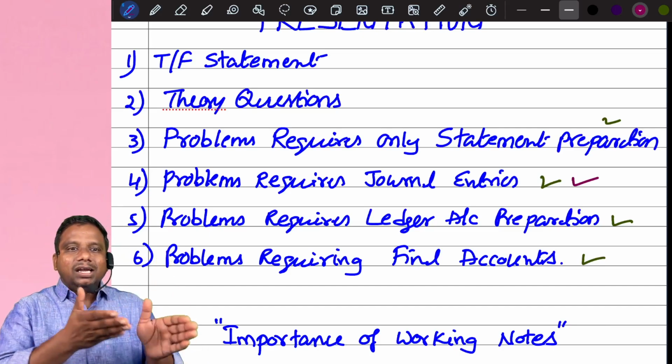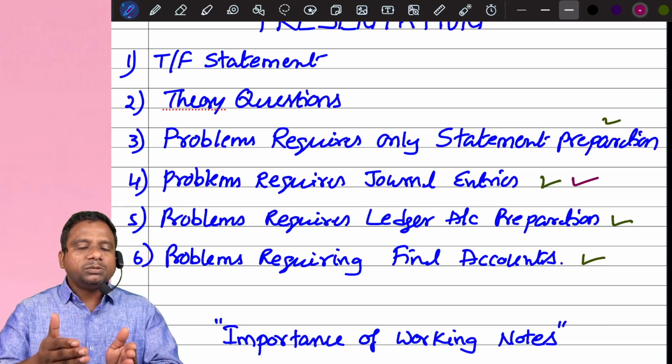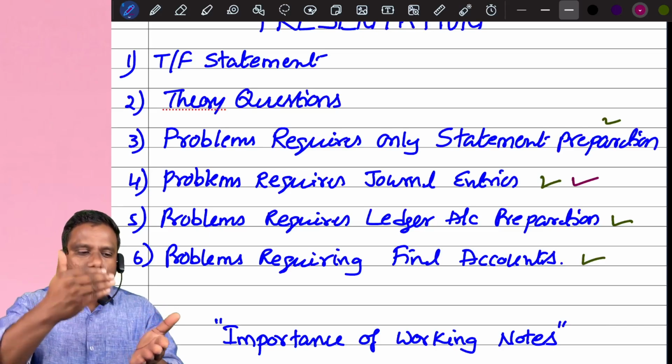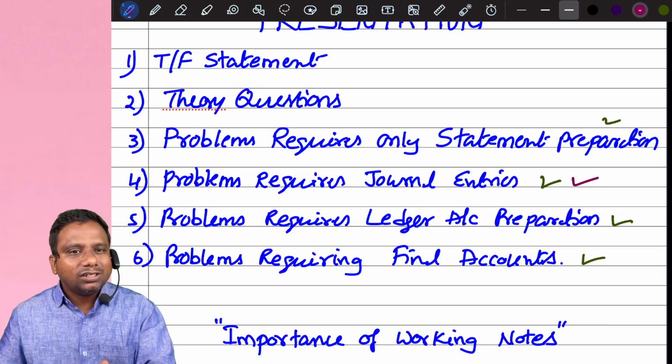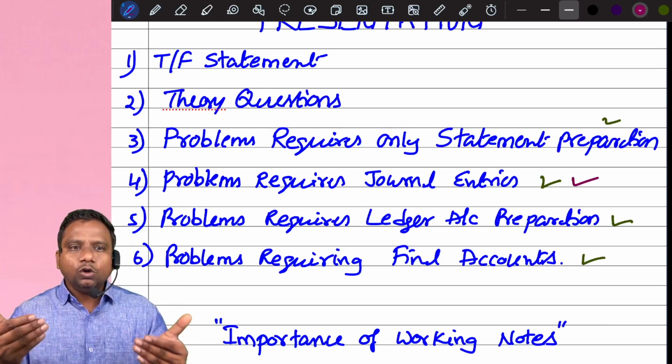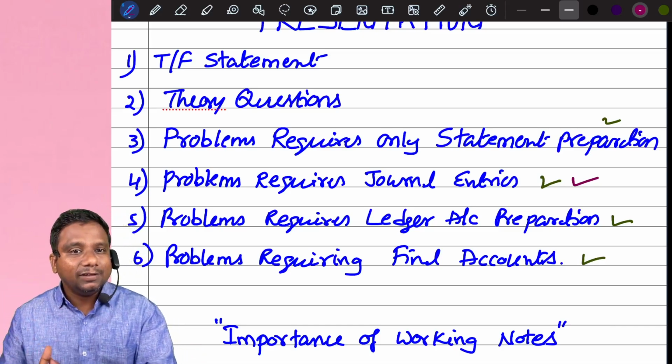Journal format: date, particulars, LF column, debit amount, credit amount. Whether the LF column is maintained or not, suppose the ledger folio is written or not, draw the column. It is a 5-column journal format. You just draw the format. It looks good. And write down the heading. Don't forget to write the heading.